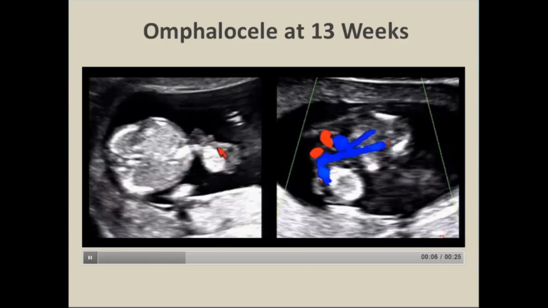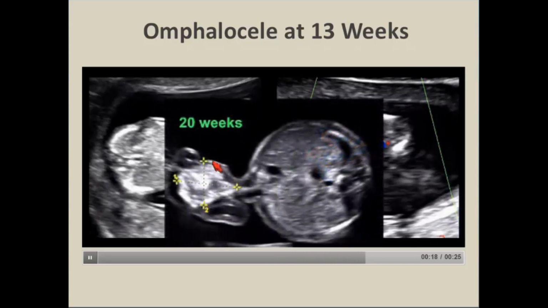Here we see a little bit of bowel protruding into the base of the cord here. Here we see it traveling with the vessels. So this is a 13-week fetus, when we should no longer see that bowel there. Just to be certain, of course, we will get a follow-up, and by 20 weeks gestation, we saw extruded bowel into the base of the cord, a small omphalocele in this fetus.